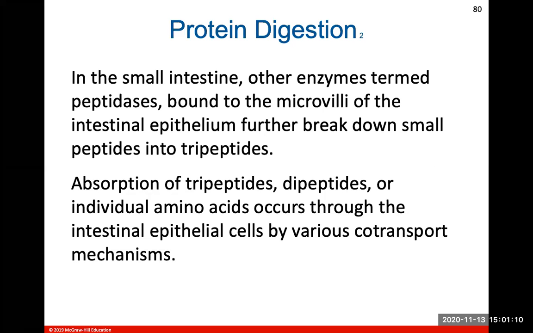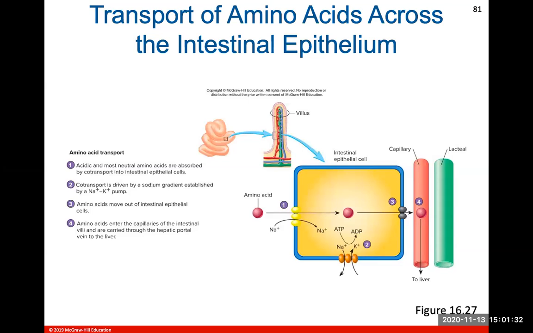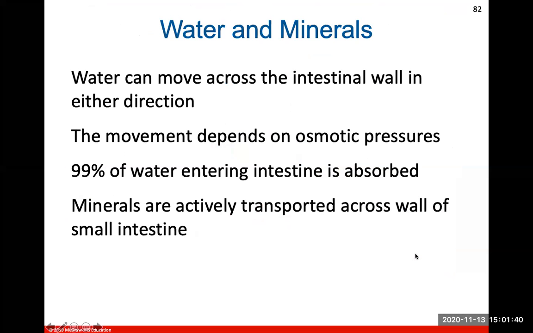In the small intestine, other enzymes termed peptidases will be bound to the microvilli of the intestinal epithelium for further breakdown into small peptides and tripeptides. And absorption of these tripeptides, dipeptides, or individual amino acids will occur through the intestinal epithelial cells by various co-transport mechanisms. So here's a look at how amino acids are transported across the intestinal epithelium and eventually into the blood capillary to the liver for processing.